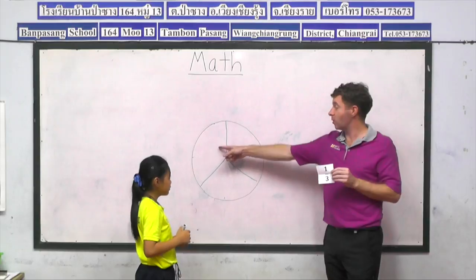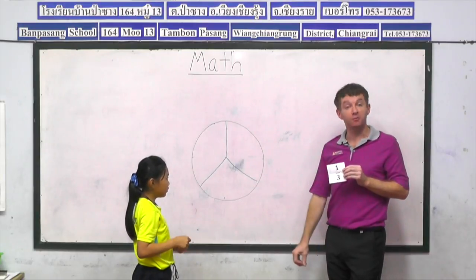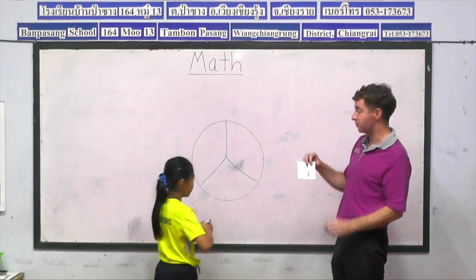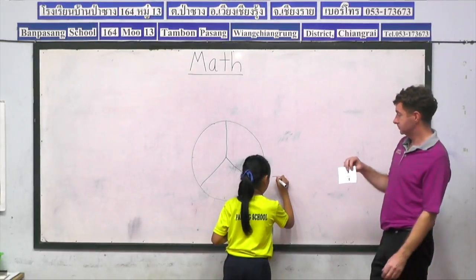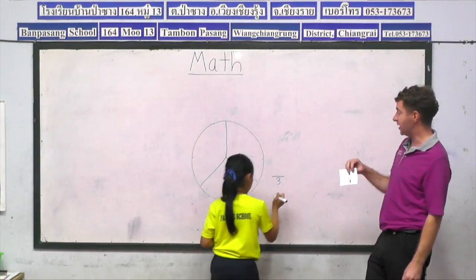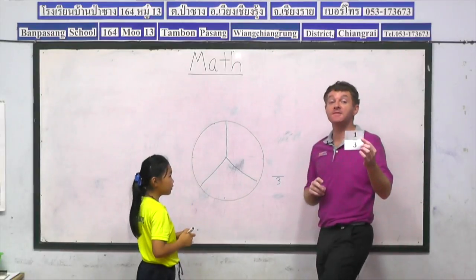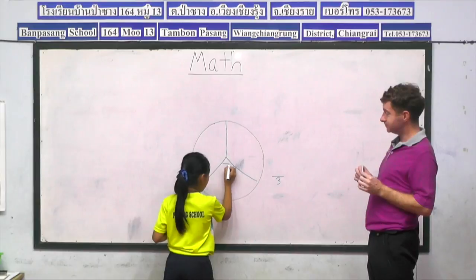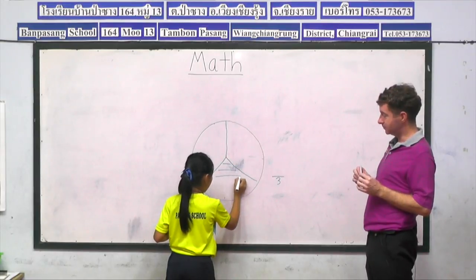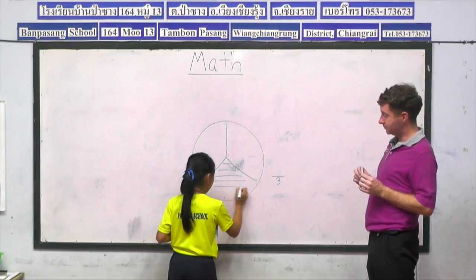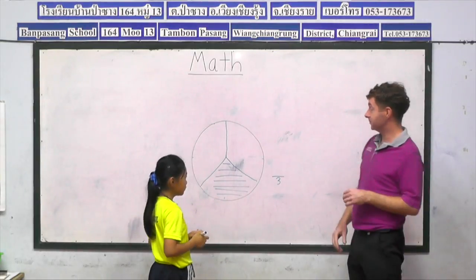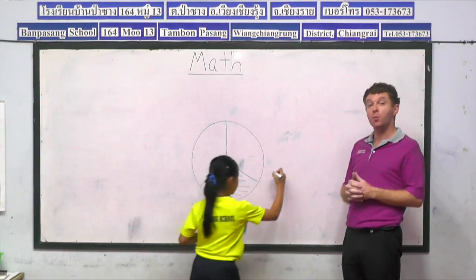How many parts to our circle do we have? 3. So, Nadia, you can write your denominator 3. Perfect. Now, how many parts do we need in blue? 1. Brilliant, Nadia. So now you can write your numerator 1.